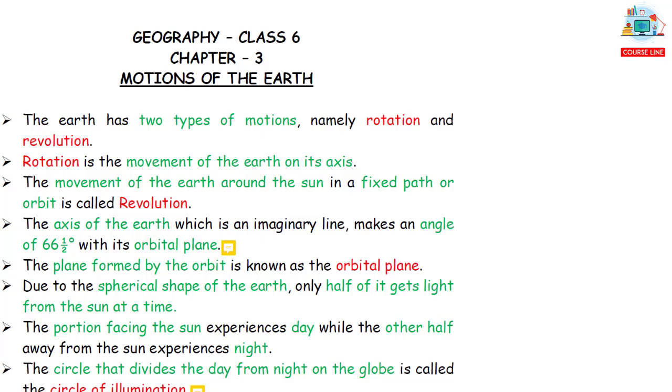Hello everyone. Today we will study chapter 3, that is motions of the earth, of geography class 6th. Let's start our chapter. Our earth has two types of motions. One is rotation and the other is revolution.